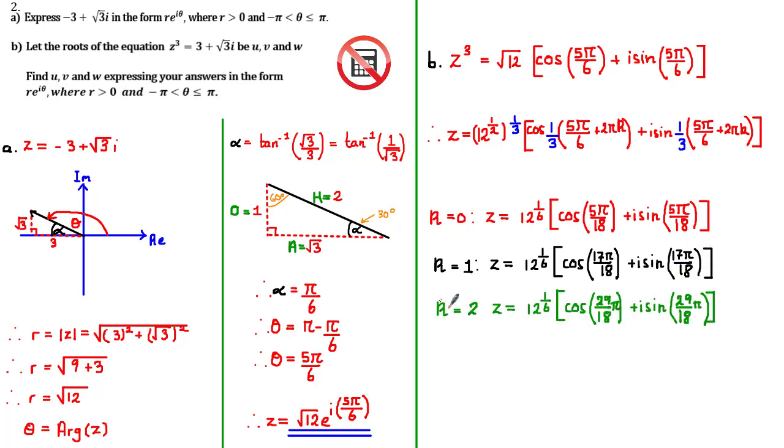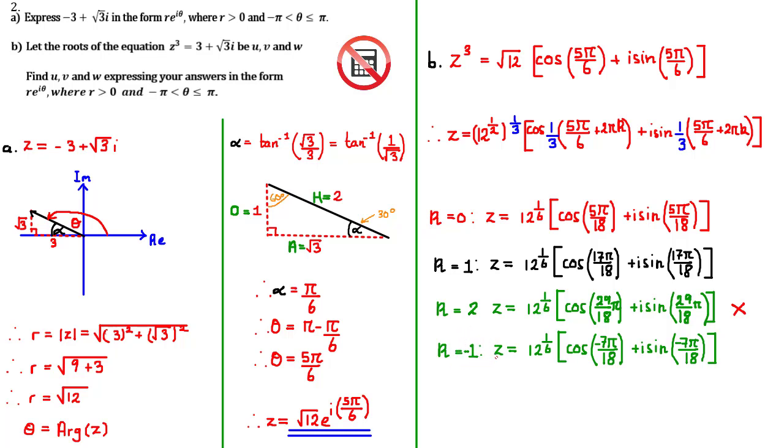If we try k is equal to 2, we would get an argument of 29 over 18 pi. And since 29 over 18 is greater than 1, then multiplying by pi would give a value greater than pi, and therefore it would fall outside this range and cannot be taken as one of the solutions for this equation. So let's try when k is equal to negative 1.